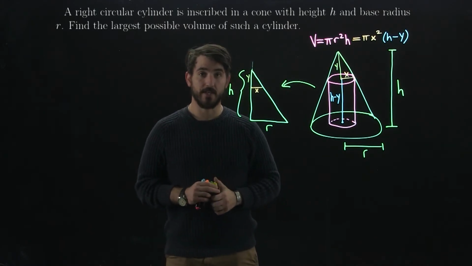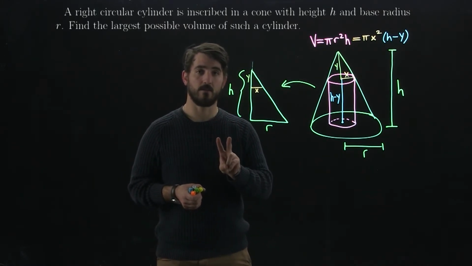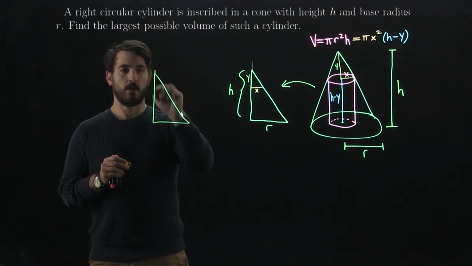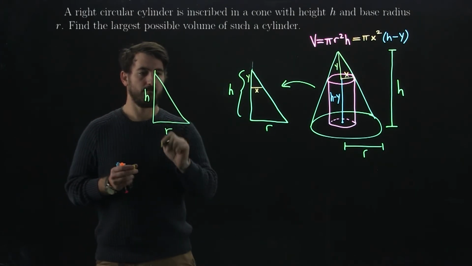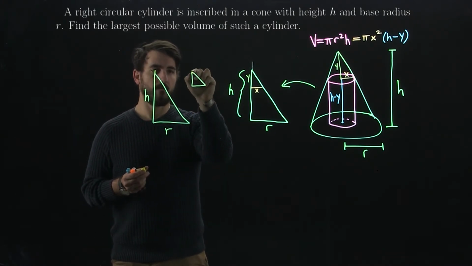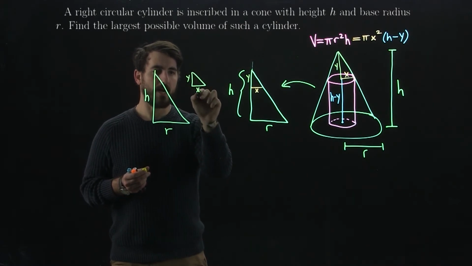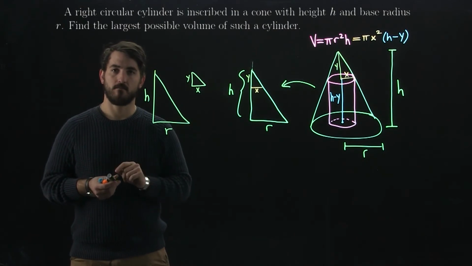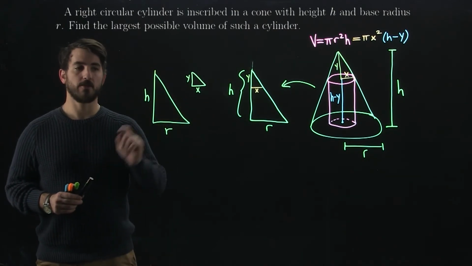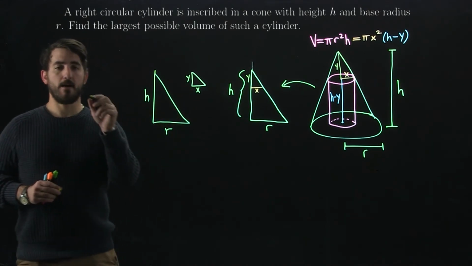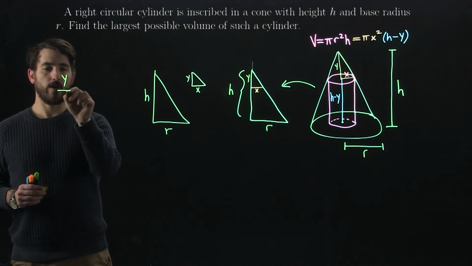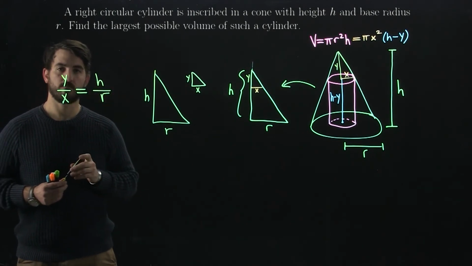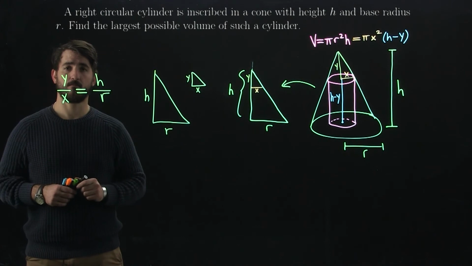And what we should see here is we have two triangles. We have one triangle that is h by r, and we have another triangle that is y by x. These two triangles are similar. Since we have two similar triangles, we know by that property y over x is the same as h over r. That is, they are both proportional.